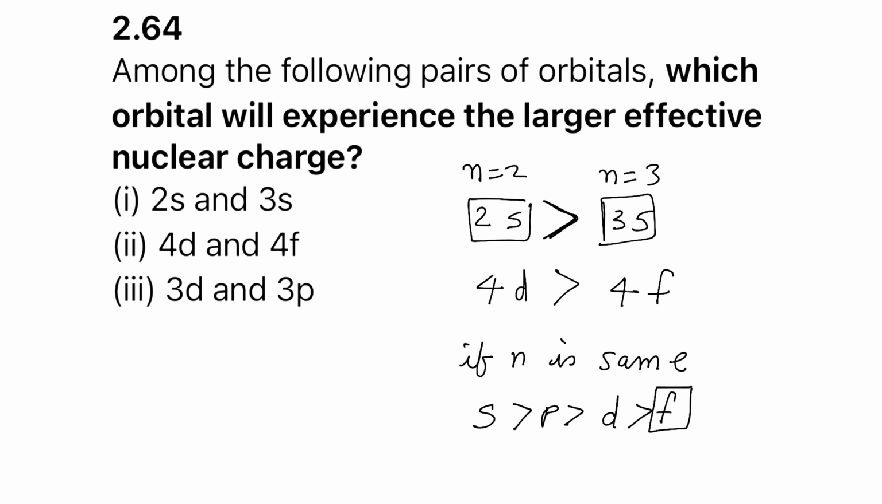Now next one is what? 3D and 3P. Same rule. Again here you can see n value is same, right? Now check the subshell. D or P, which experience more effective nuclear charge? P, right? So 3P experience more effective nuclear charge than 3D. Clear, right? Easy. That's it.